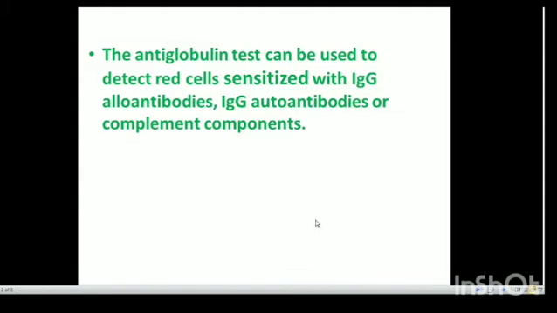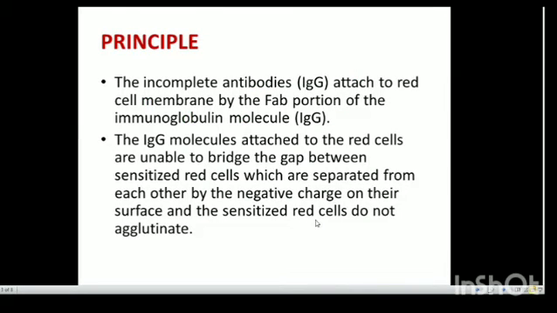In Coomb's test, the anti-globulin test can be used to detect red cells that are sensitized with IgG alloantibodies, IgG autoantibodies, or complement components. The principle of this Coomb's test is that incomplete antibodies, that is the IgG antibodies, are attached to the red cell membrane by the Fab portion of the immunoglobulin molecule IgG. So we have the Fab portion and the Fc. These incomplete antibodies are attached to the Fab portion.